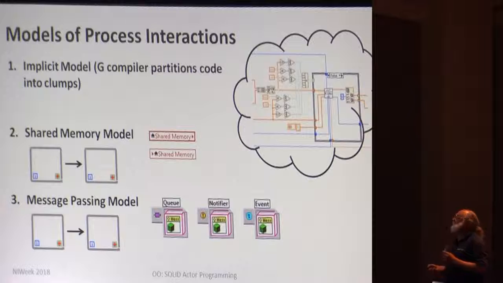If you look into Wikipedia, it lists 3 models of process interactions. The first one is the implicit model. That's an example. G-compiler does this for us. It breaks diagrams into clumps and runs clumps in pseudo-parallel fashion, depending on how many cores you have, etc. If you have FPGA code, it is mapped into fabric, and it runs in parallel in real time.